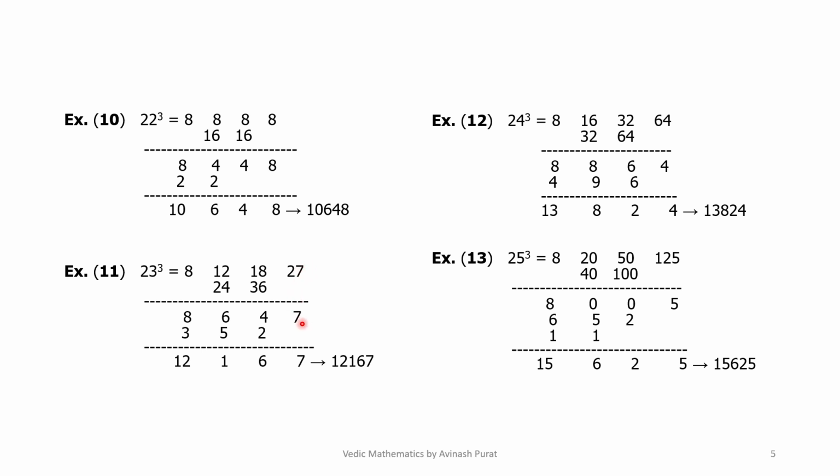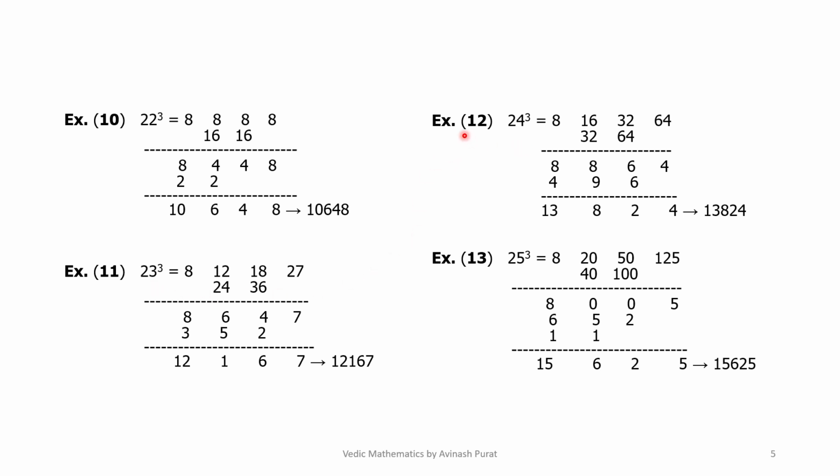So 27, 7 is taken down and 2 is taken to the left. 18 plus 36 is 54. So 4 is taken down and 5 is taken to the left. 12 plus 24 is 36. 6 is taken down and 3 is taken to the left. And 8 is taken down. So the grand total is 7. 4 plus 2 is 6. 6 plus 5 is 11. 1 is taken down and 1 is taken to the left. So 8 plus 4 is 12. 12,167, that is the cube of 23.